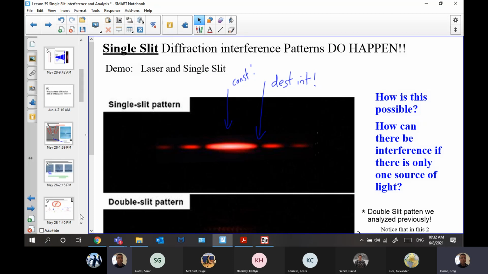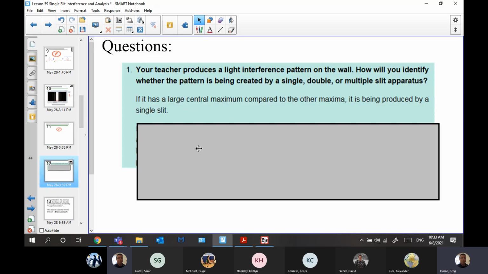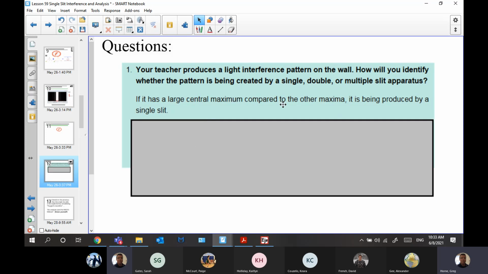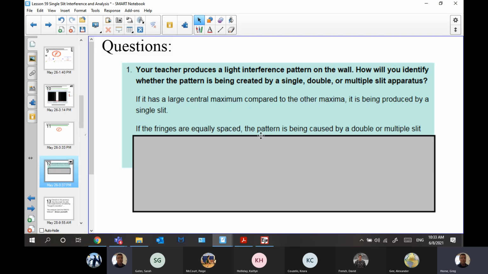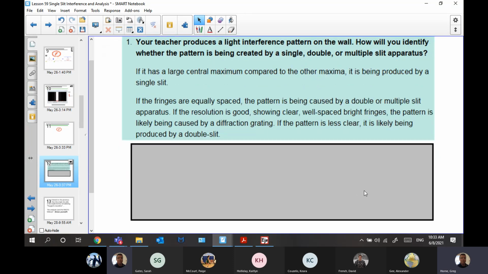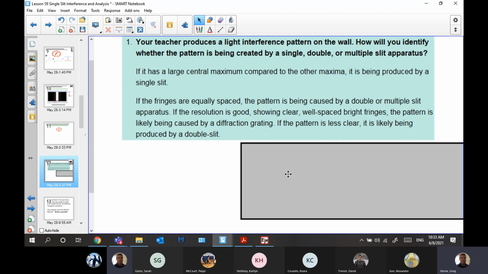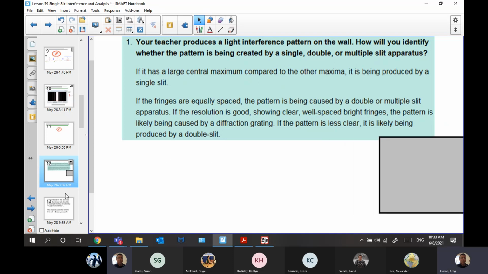And if it's a double slit, it's going to have, roughly speaking, even bright bands, right? So if it has a central large maximum in comparison to the others, it's a single slit. If it has equally spaced fringes, it's probably caused by a double slit. The multiple slit you're going to see in a minute, and basically, if the resolution is really good, you can see really clear spacing between the fringes. It was likely produced by a multiple slit apparatus called a diffraction grating. So I'll be showing you pictures of that shortly.